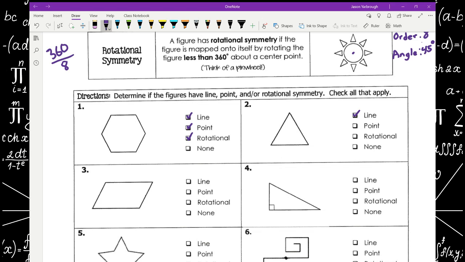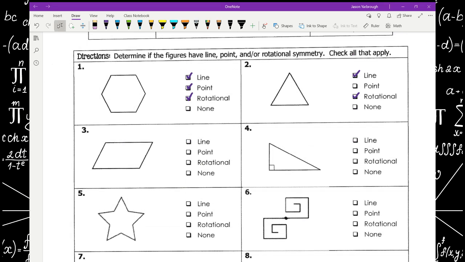Number 3, does it have line symmetry? Right. In this case, I can draw a line through the middle. It wouldn't be the same on the other one. I could even draw a line that's slightly diagonal, matching up with the sides over here. But if I reflect this over, notice that it's becoming perpendicular here to this line.